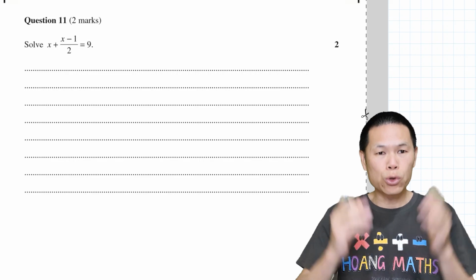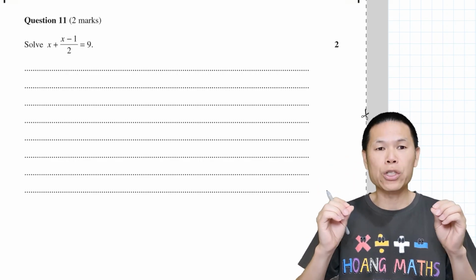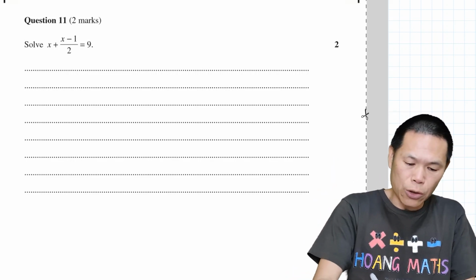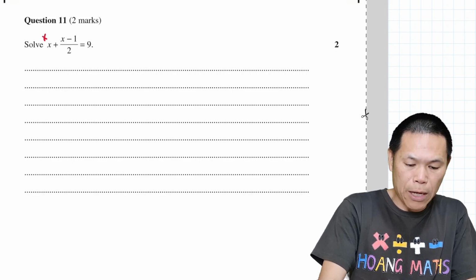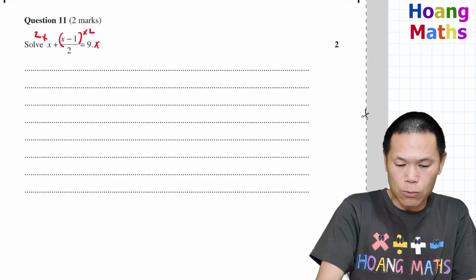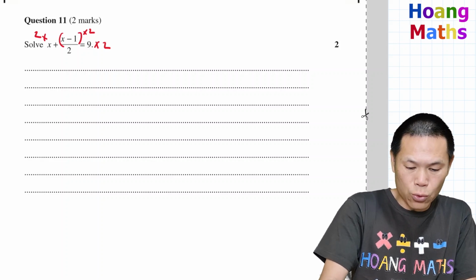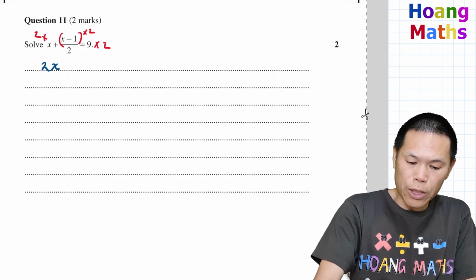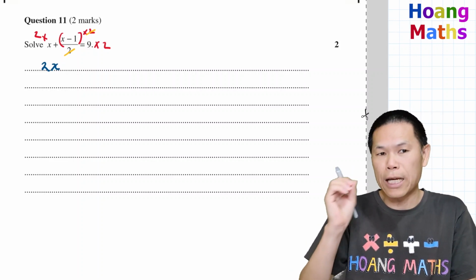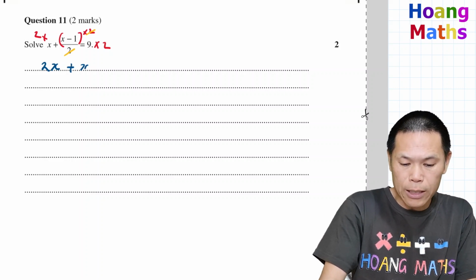Question 11. To solve this kind of question, first of all, the easiest way is to get rid of the fraction by multiplying every term by 2. So this term here, x, is multiplied by 2, and this term with the bracket, we multiply by 2, and this one we multiply by 2. To simplify, 2 times x is 2x. And this one here, we cancel out, so we are left with x minus 1. And because it's plus x minus 1, we can ignore the brackets. So plus x minus 1.